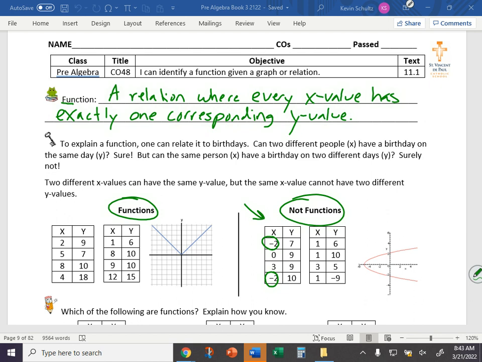X doesn't have exactly one corresponding y. It has two of them. Okay? When x is -2, y is two different things. Therefore, it's not a function.